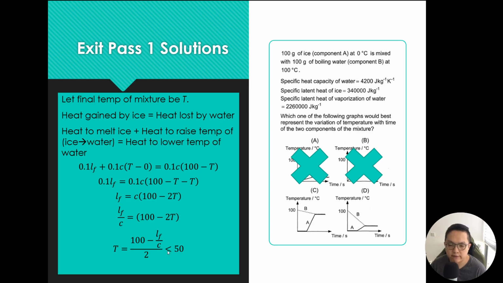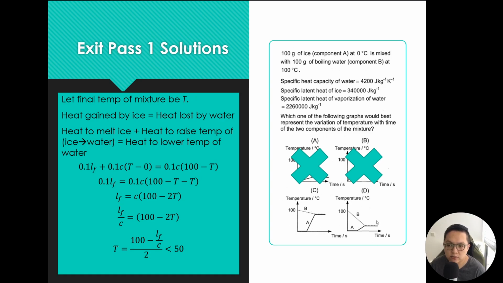And this number is definitely less than 50, because we know that 100 divided by 2 will be 50, and this LF over C is a positive number. So the numerator will be less than 100. If I take a number that's less than 100 and divide by 2, I'll get a number that's less than 50. So the answer here is actually D.